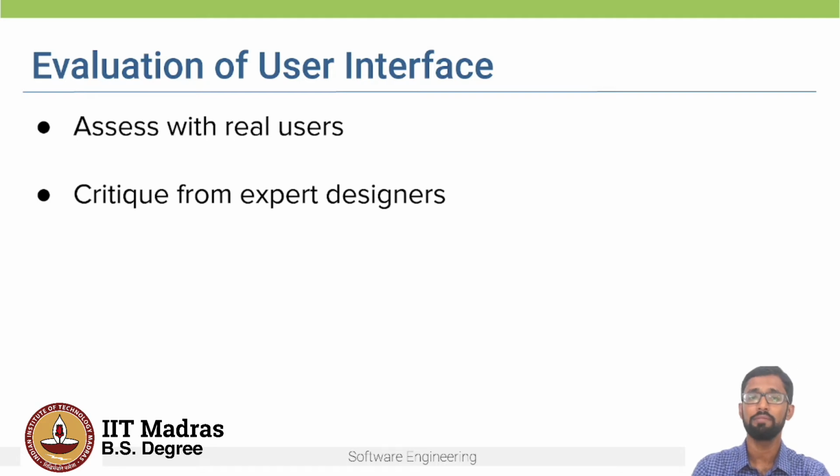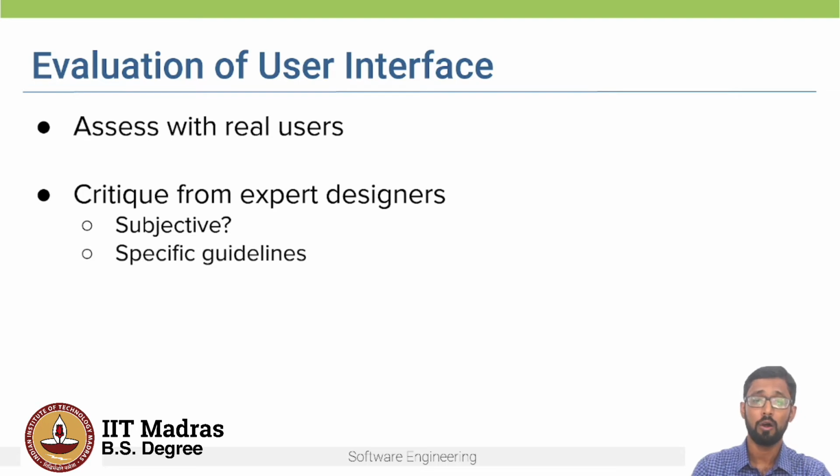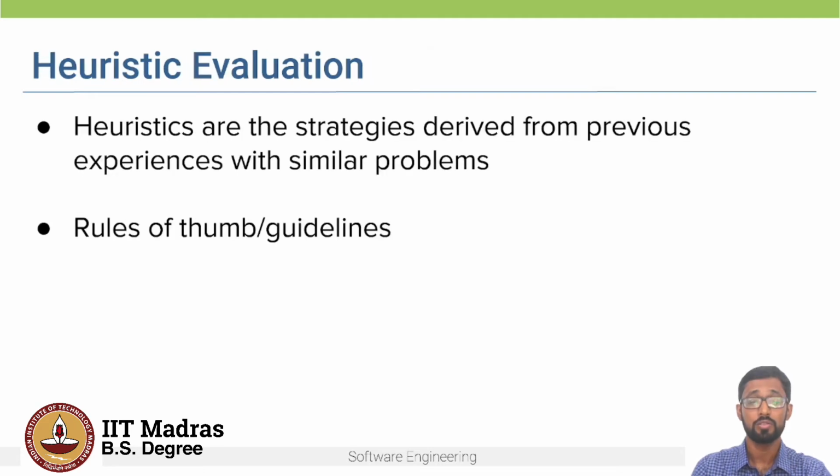But how do you think they will evaluate it? Well, it can be subjective based on their experiences. But it would also be helpful if we have a checklist or a set of more specific guidelines which will help us evaluate if our interfaces are effective, efficient, safe, etc. So this is where heuristics come in.